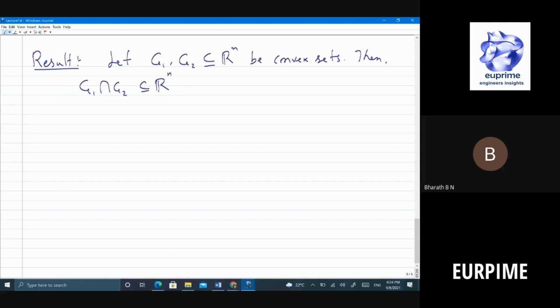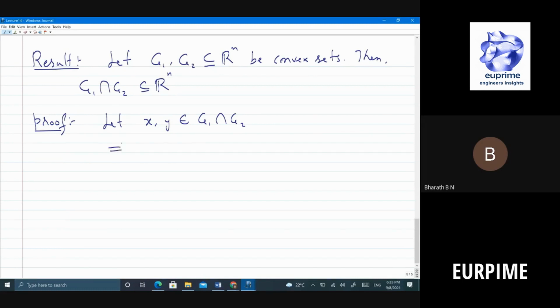Let's verify. So how do you prove this? It's easy. You take two points. Let x, y belong to C1 intersection C2. I have to show that the convex combination of these two points also belongs to the intersection. So what do you mean by that? It should belong to both C1 and C2. That's what I have to prove. Since x, y belong to both, it should belong to C1 and it should also belong to C2.